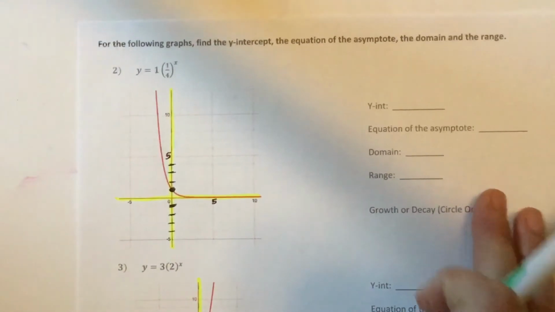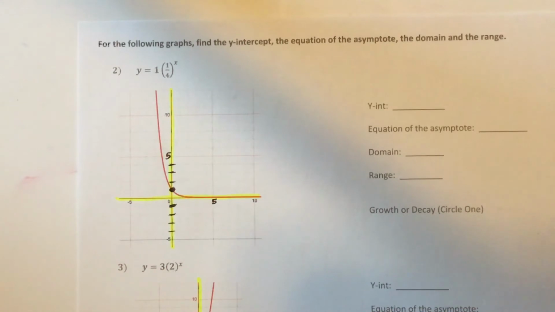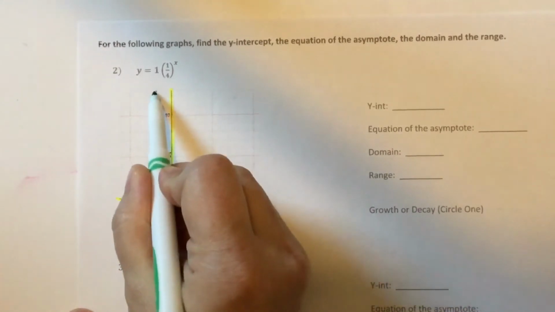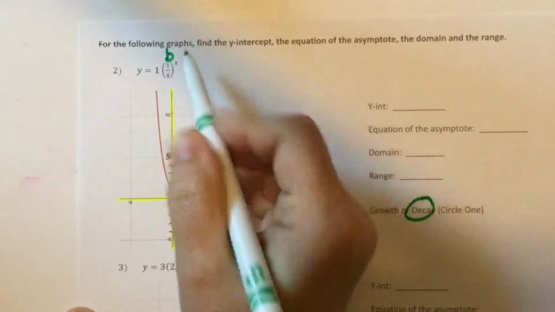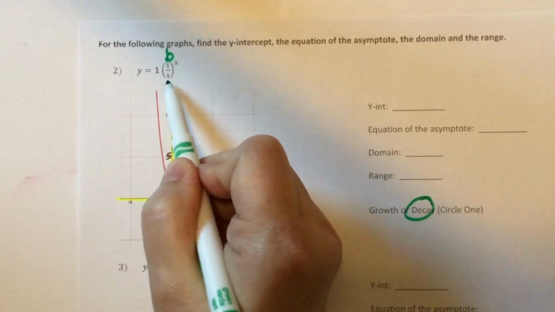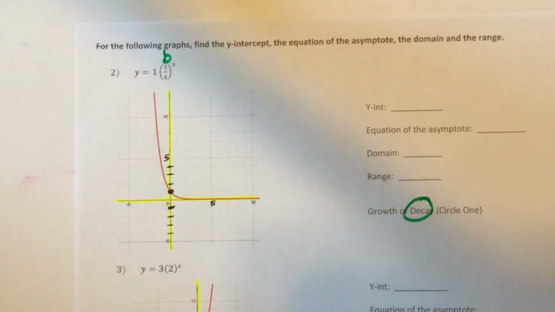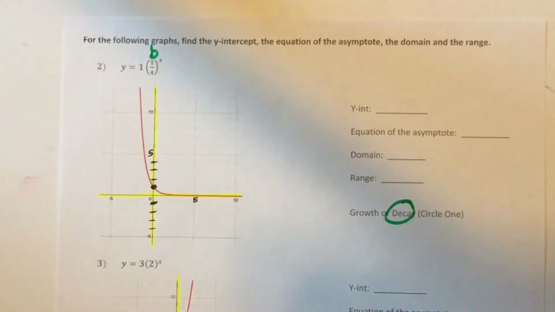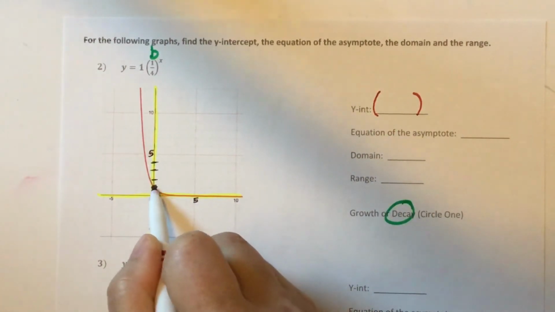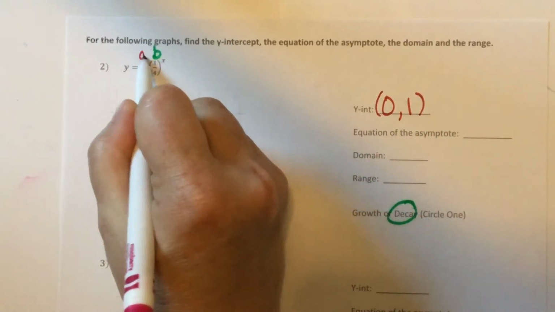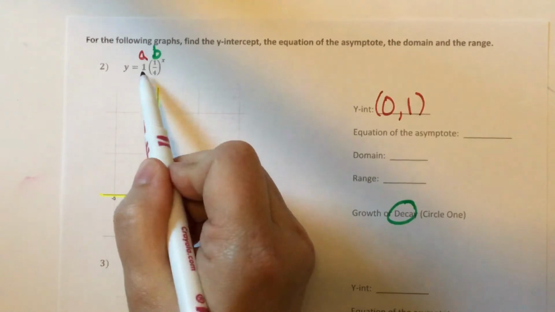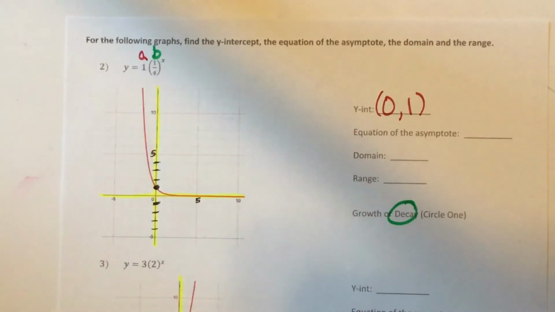Let's start with the easy guy. Growth or decay? It's decay. It's going down from left to right. I also know it's decay because my b value is between 0 and 1. Okay, how about the y-intercept? What is that? The y-intercept is 1, so (0, 1). And I also know that that's the y-intercept because the 1 is your a value, and the a value is your y-intercept.